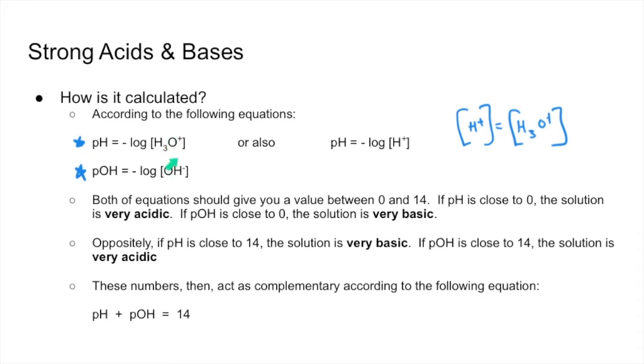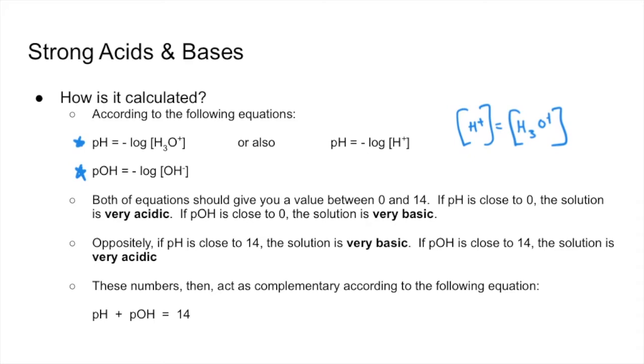So we're talking about concentrations. That's why we spent that time talking about how to calculate molarities. Hopefully you have not forgotten how to do that. Both of these equations should give you a value between 0 and 14. If the pH is close to 0, the solution is very acidic. If the pOH is close to 0, the solution is very basic. Oppositely, if the pH is close to 14, the solution is very basic. If the pOH is close to 14, the solution is very acidic. So they're kind of inverses of each other.